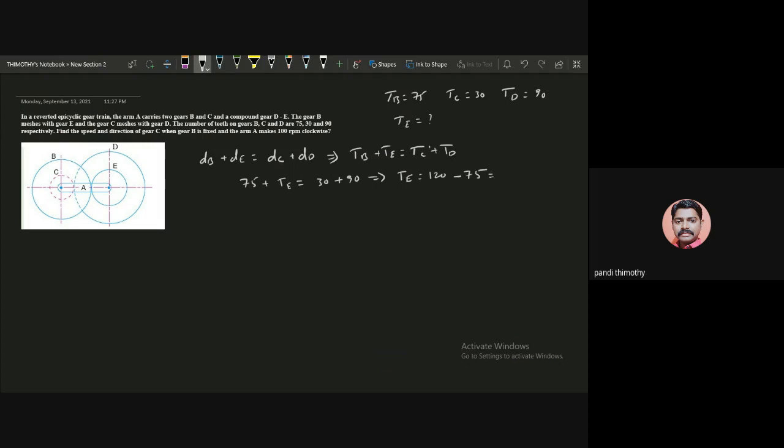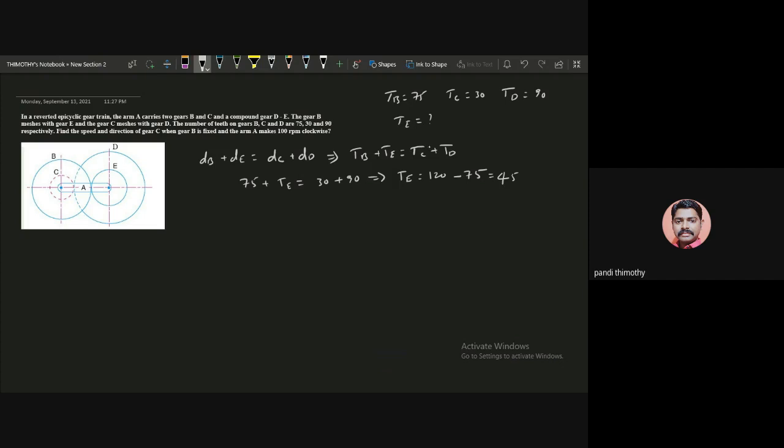That is equal to 120 minus 75, 45. 45 number of teeth. So now we know the number of teeth on all the gears, gear B, C, D, and E.